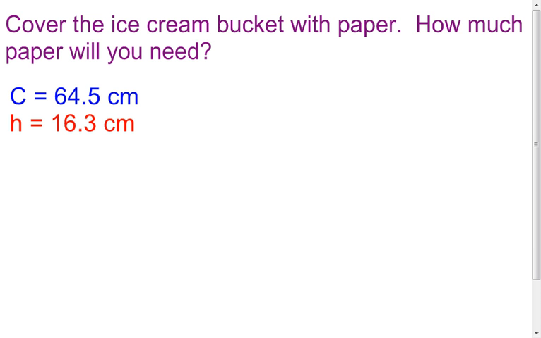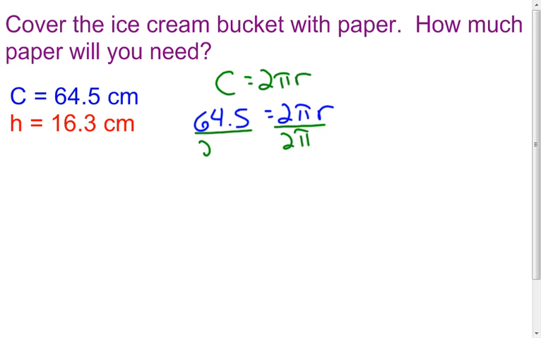Now I can use that information to help me find the surface area of my bucket so I know how much paper I need. I think back to the circumference. I know that circumference is equal to 2 times pi times the radius. Then all I have to do is plug in what I know. I know that 64.5 is equal to 2 times pi times r. Then I need to solve my equation to figure out what the radius is equal to. So I will divide both sides by 2 pi. When I do that, I find out that the radius is equal to 10.27.